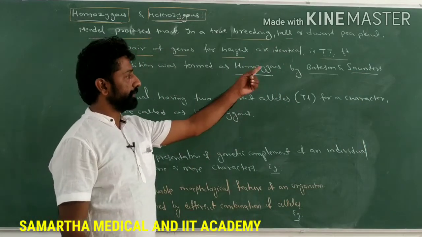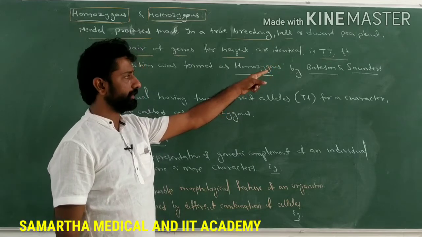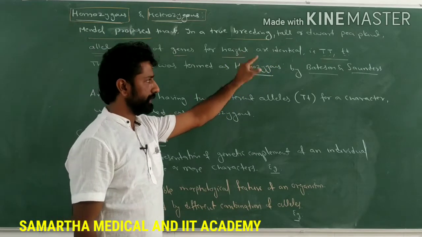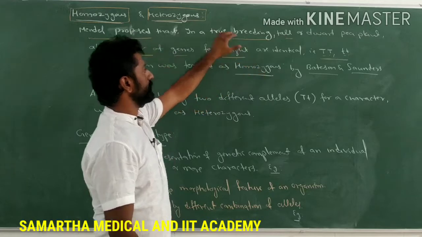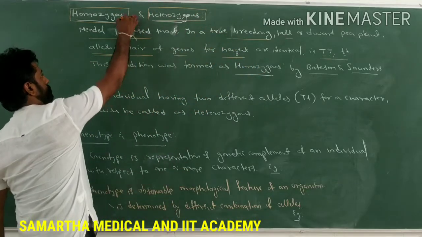So if the same type of allelic pair is present, or the allelic pair contains identical genes, then such a condition is called homozygous.